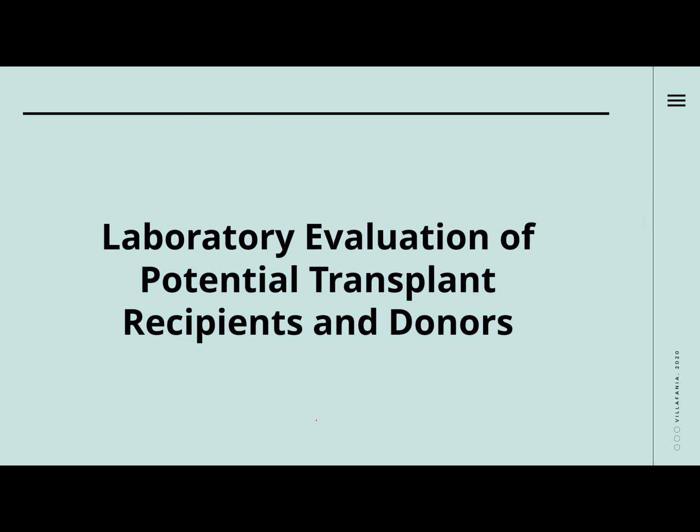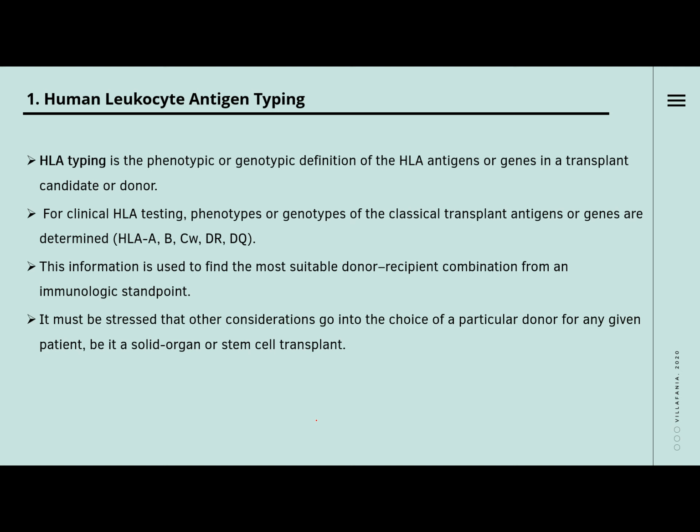Then we also have laboratory evaluation of potential transplant recipients and donors. So you need to perform HLA typing. This is the phenotypic or genotypic definition of HLA antigens in a transplant candidate or donor. For clinical HLA testing, phenotypes or genotypes of the classical transplant antigens or genes are determined. So you're going to identify yung HLA A, B, C, DR, and DQ. So we're talking about class 1 and class 2. You need to determine this phenotypically and genotypically. This information is used to find the most suitable donor recipient.